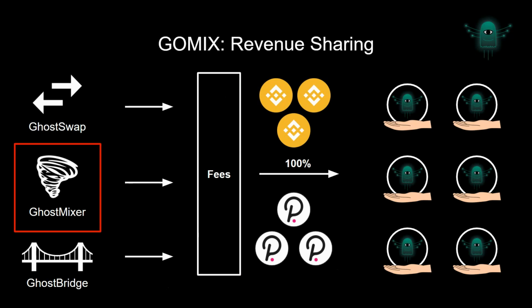And these fees are put together, and they're 100% paid back to the GOMIX holders, depending on which chain they're running. So if they're running on the Binance Smart Chain, the revenue sharing is in BNB, and if it's on the Polkadot chain, well, then the revenues are in the DOT token. And this all goes back to the token holders. So they have a vested interest in maintaining the privacy of the GhostMixer function as chief beneficiaries.